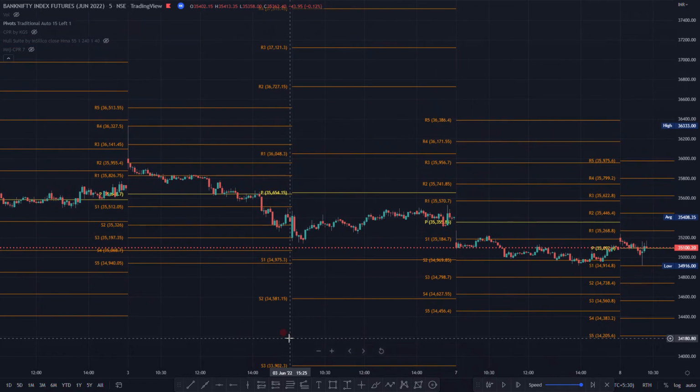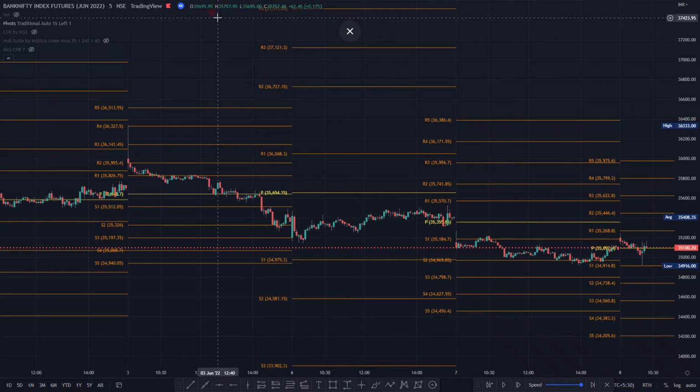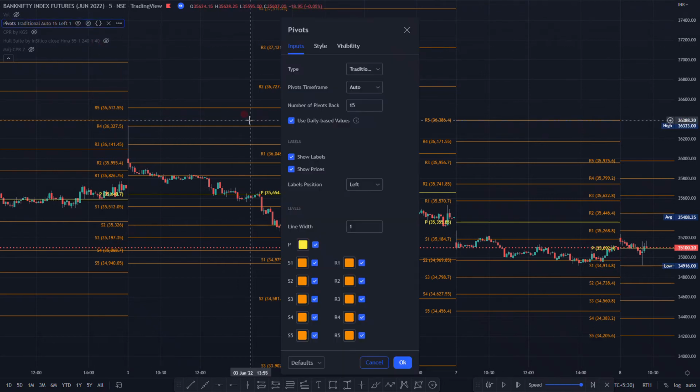And moving above, you can see R1, R2 and R3, where the letter R denotes resistance. So this is the first resistance line, R2 is the second resistance line, and R3 is the third resistance line. Now going into the settings of pivot points, guys, you can just type pivot points in TradingView's indicators, and the first one comes as pivot point standard. Just click on it, then the pivot points will be plotted on your chart.